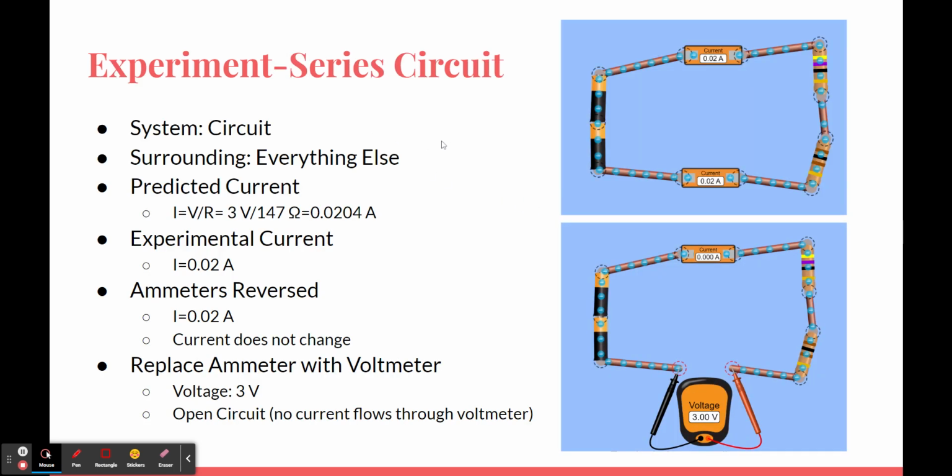The first part of the experiment is a series circuit. The system is the circuit, and the surroundings are everything else. The predicted current is 0.0204, and the experimental current is 0.02, which are really close to each other. If you reverse the ammeters, you still get a current of 0.02 amps, because the current does not change. If you replace the ammeter with a voltmeter, your voltage will be 3 volts, and it's an open circuit, so there's no current flowing through the voltmeter.